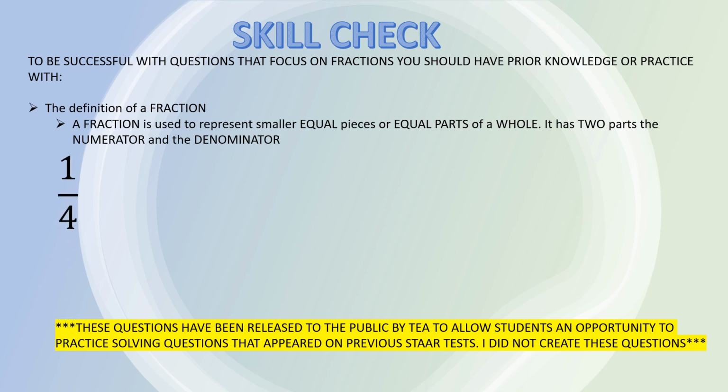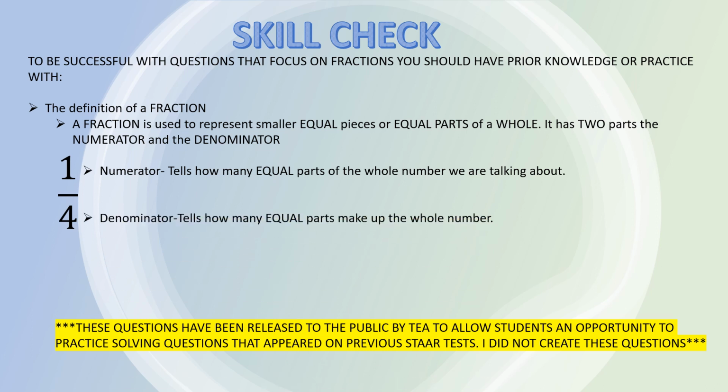Here's an example of a fraction. This fraction is 1/4. Now, the top number is a 1, and that top number is actually called the numerator. The numerator tells us how many equal parts of the whole number we are talking about. And we have the denominator, which is the bottom number, the 4. That tells us how many equal parts make up the whole number.